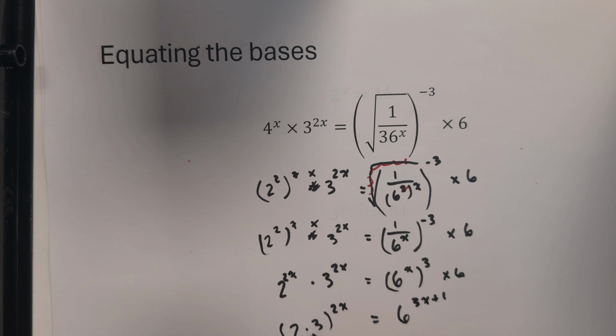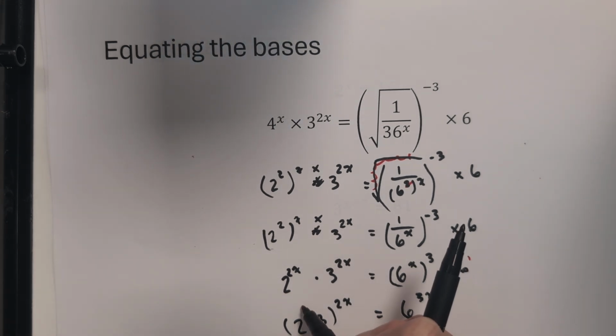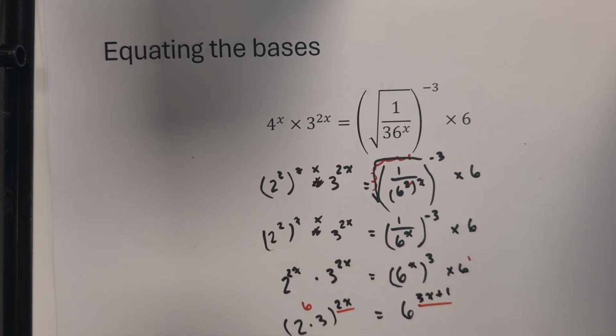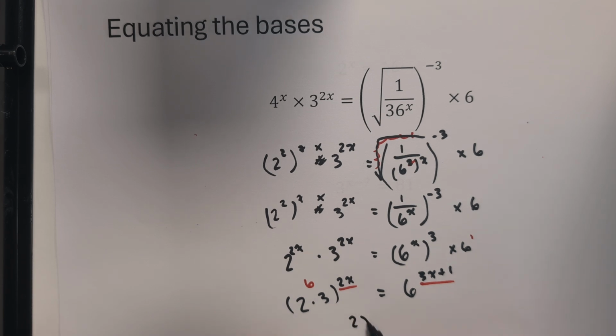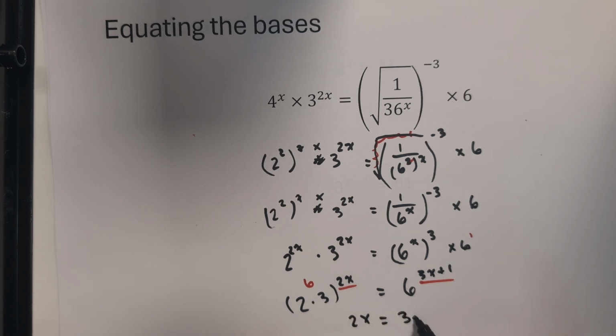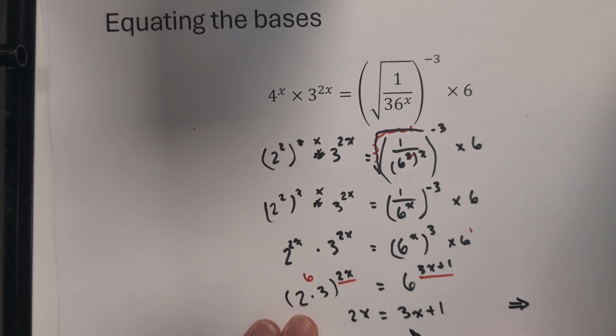This is 6. How would I make that more clear? I think this is an invisible 1. This is a 6. And now I have 6 to the 2x equals 6 to the 3x plus 1. So 2x equals 3x plus 1. And just because I'm running out of space, I'll go over here. So if I subtract the 3x, I have negative x equals positive 1, or x equals negative 1.